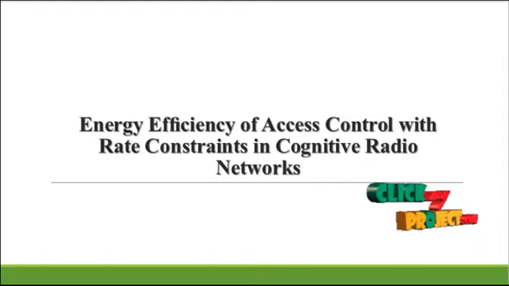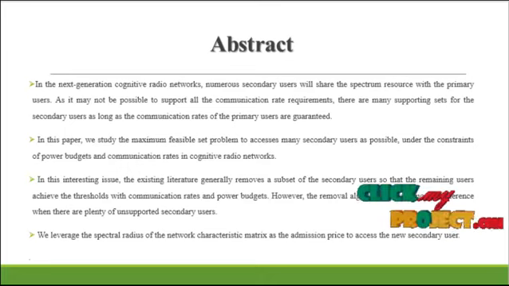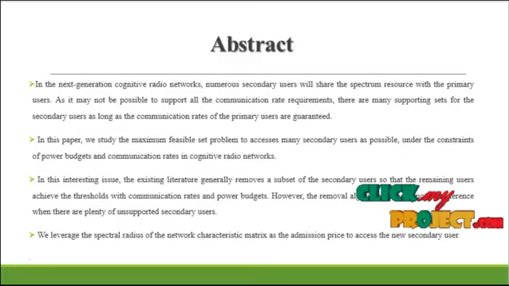Now we are going to discuss the product, energy efficient access control with rate constraint in cognitive radio networks. Next, we will discuss the abstract of our product, the proposed system implementation done for our cognitive radio networks, the explanation of these cognitive radio networks for next generation applications.